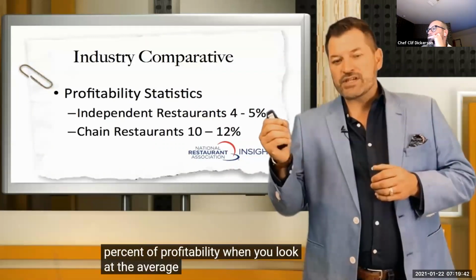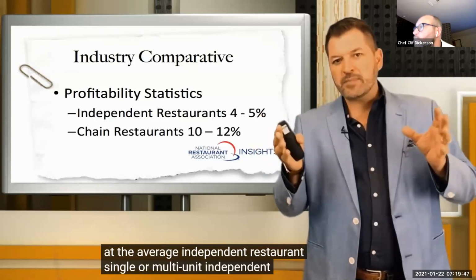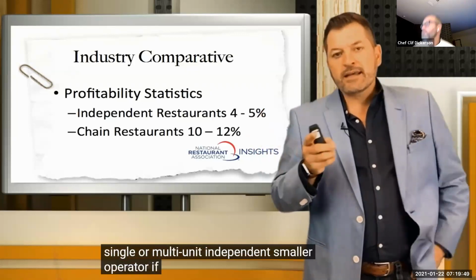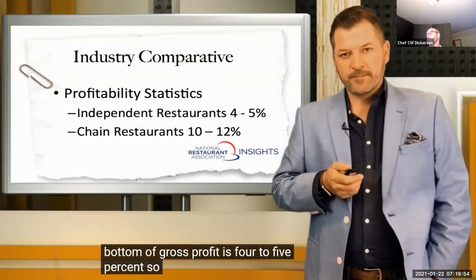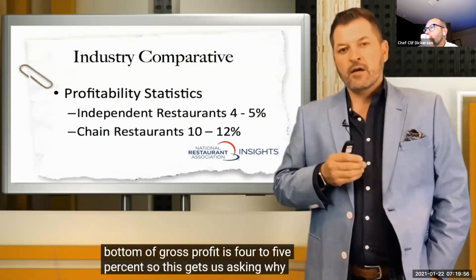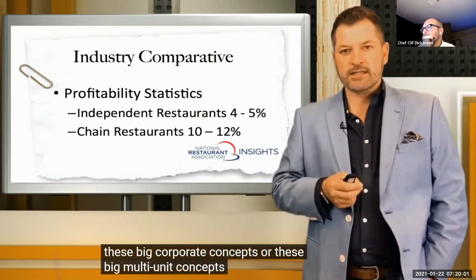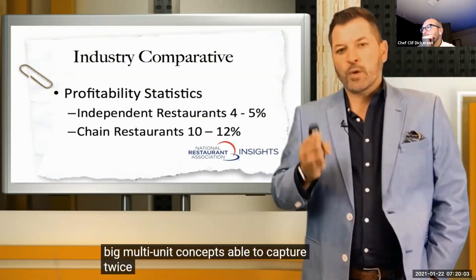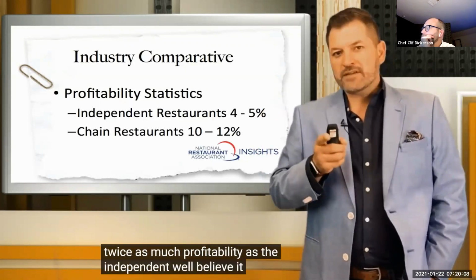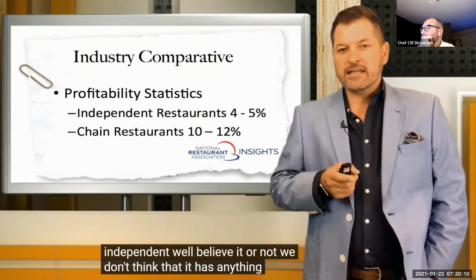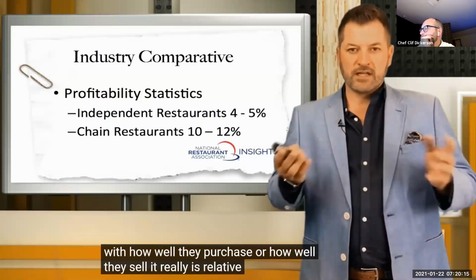When you look at the average independent restaurant, single or multi-unit, independent, smaller operator, the average contribution to the bottom line or gross profit is 4 to 5%. So this gets us asking, why are these big corporate concepts or these big multi-unit concepts able to capture twice as much profitability as the independent? Well, believe it or not, we don't think that it has anything to do with how well they purchase or how well they sell. It really is relative, right?